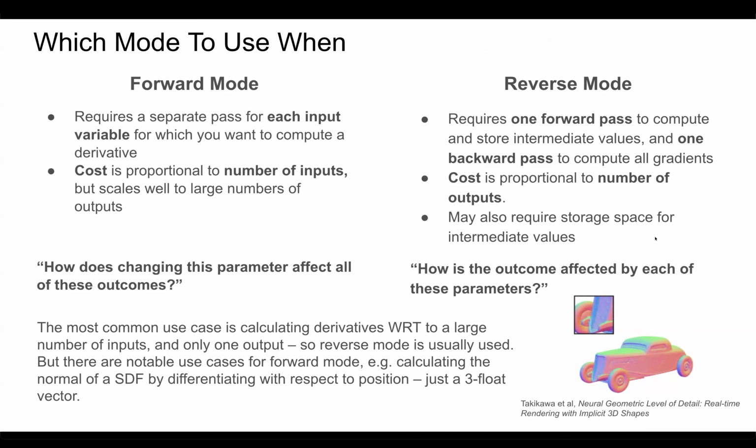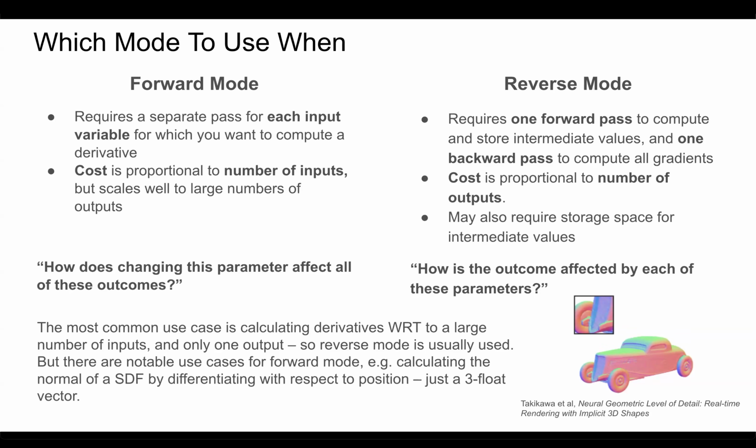So now that you've got an understanding of how each mode works for a single variable, let's think about multiple variables, because this is where the choice between forward and reverse mode becomes more important. It all depends on the structure of your problem, the number of inputs versus the number of outputs. In forward mode, you need a separate pass for each input variable that you want to calculate the derivative for, which makes the cost directly proportional to the number of inputs, but it'll scale very well to a large number of outputs. So forward mode is your go-to when you're asking yourself, how does changing this one parameter affect all of my outcomes?